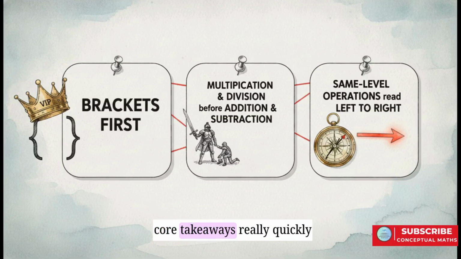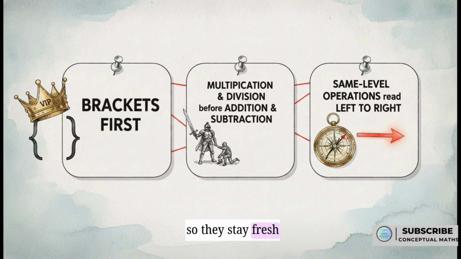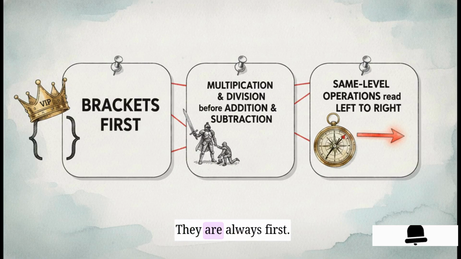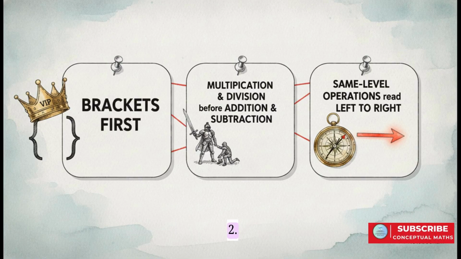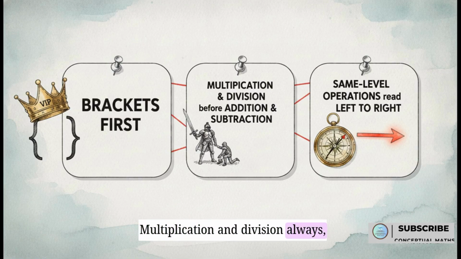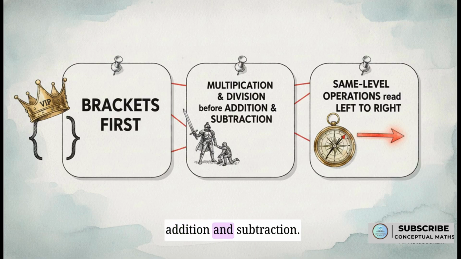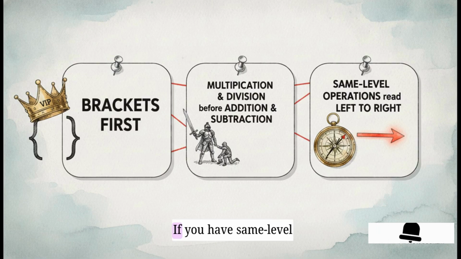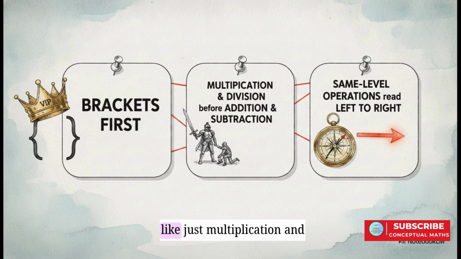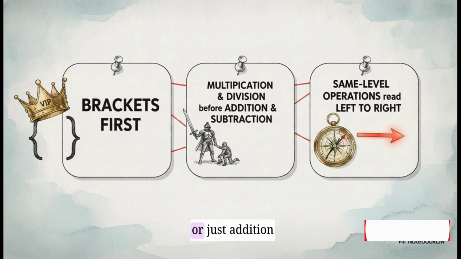Let's recap the core takeaways really quickly so they stay fresh in your mind. Number 1, brackets are the VIPs. They are always first. Number 2, multiplication and division always happen before addition and subtraction. And number 3, if you have same level operations like just multiplication and division together or just addition and subtraction together, you simply solve it by reading from left to right.